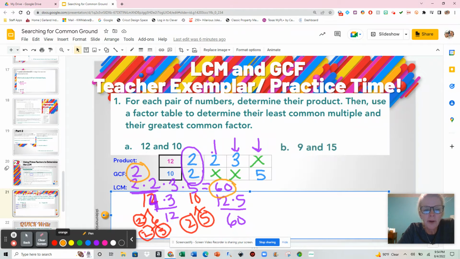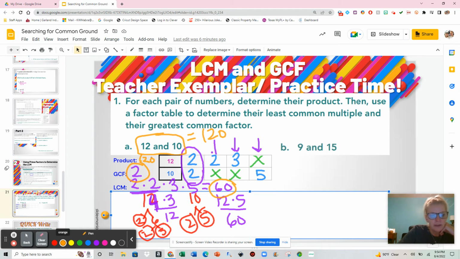All right, and then the product means that we're just going to take the two numbers, 10 and 12, and multiply those together. And we're going to get 120. All right, and that's how you're going to solve it.